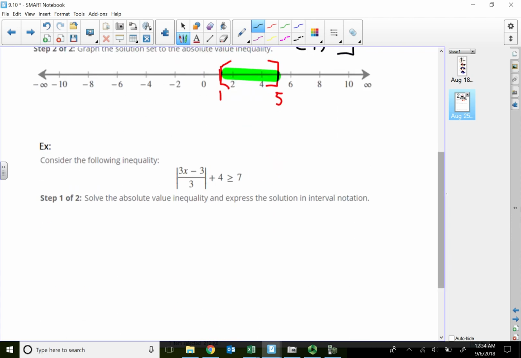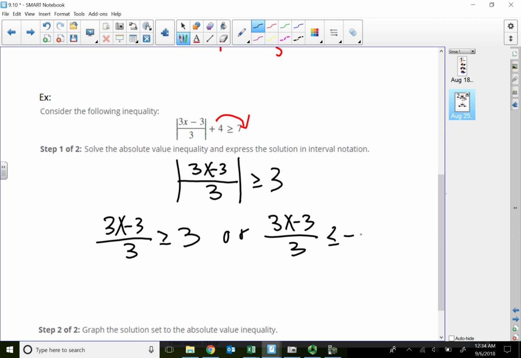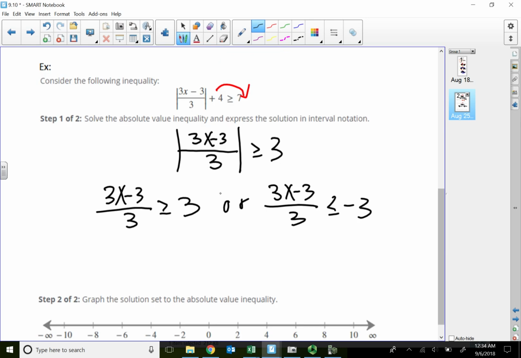All right, so let's try this one, okay? The one with a little bit of fraction in it. All right, do the same procedure. Let's move the positive 4 over so my absolute value term can be isolated, greater than or equal to 3. So now I'm going to set whatever is inside this absolute value greater than or equal to that positive 3, or I'm going to set what's inside the absolute value less than or equal to negative 3, because I'm pushing the negative sign onto the 3, the inequality has to change.